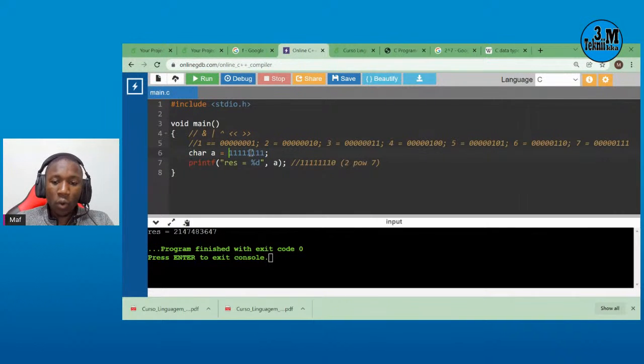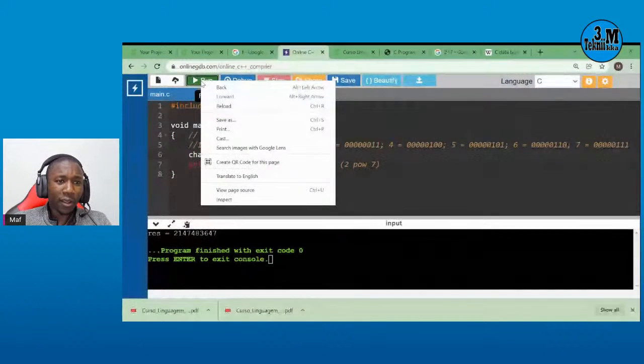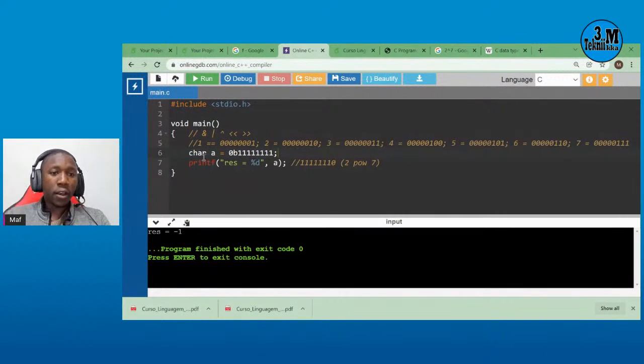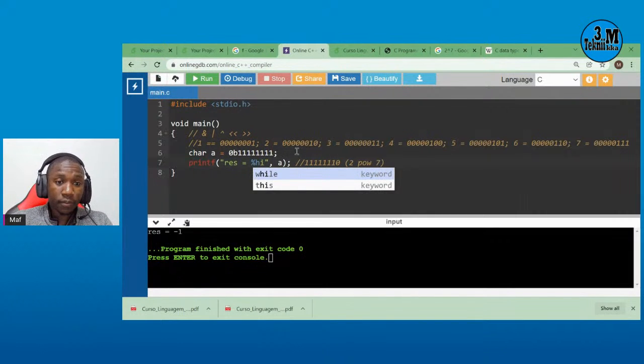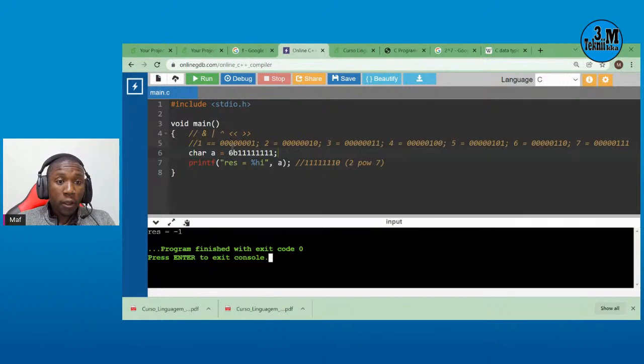This is 0b. In binary, this is -1. Now this is -1. Okay, this is -1, but I'm wrong because I have to put here short integer. That's fine now. Okay, this is -1, and this is the positive value because this is the signal which was negative. Now you have the number.